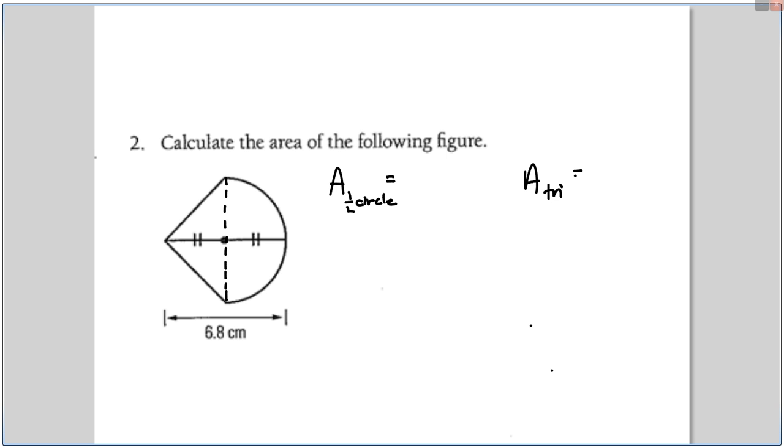It does give you the diameter. So what do we do with diameters? How's that the diameter? Because if it was a full circle, it would be the whole way across. Does everybody see that? I don't get it. It's going across.